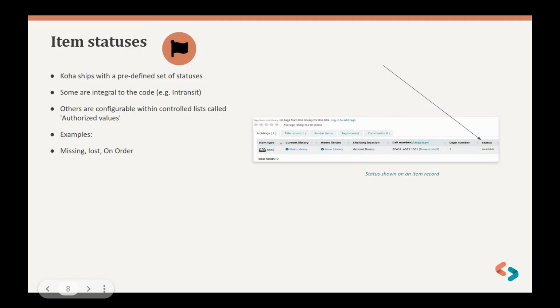Next is item status. Koha has a predefined set of statuses. Some of these are hard-coded directly into the system logic, such as the in-transit status, but others are highly configurable by you within controlled lists known as authorized value lists. Some common examples of statuses that you might want to map include things like missing, lost, or on order. One of the things worth thinking about before the meeting is whether you want to bring across items for all statuses, or are there some that you would like us to ignore?